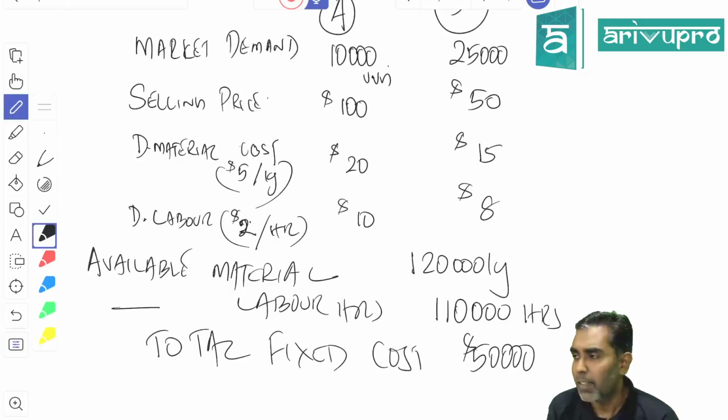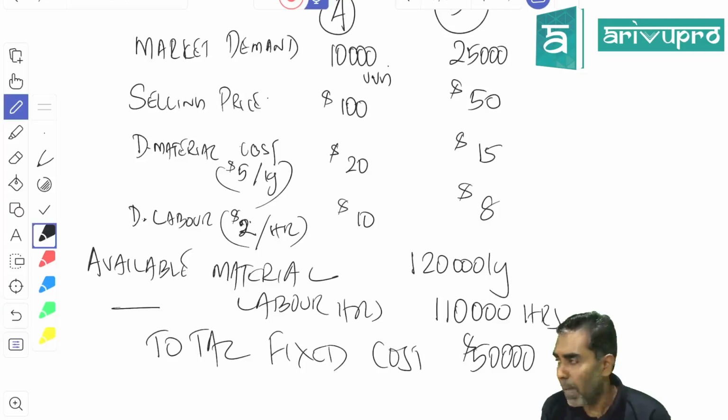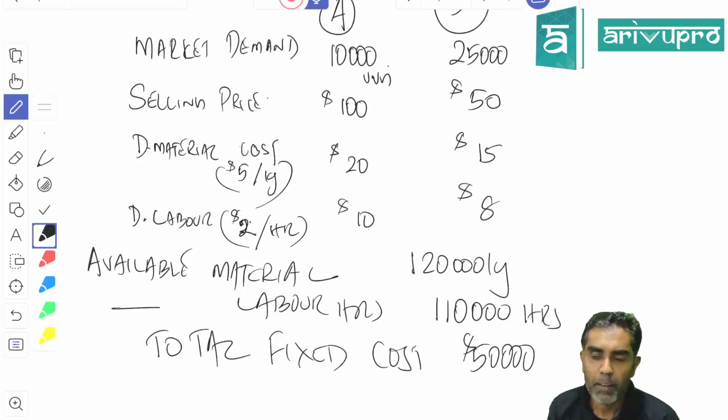Fourth one, develop the maximum production plan, or another name is optimal production plan. Last one, calculate the profit for the maximum production plan.